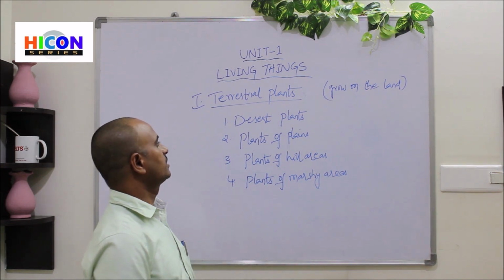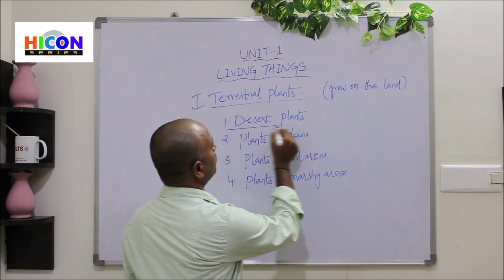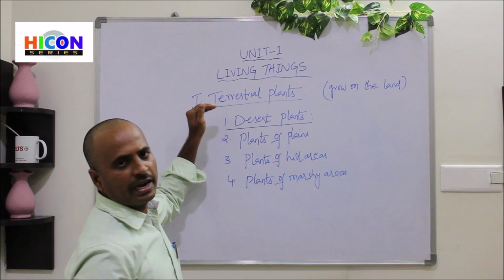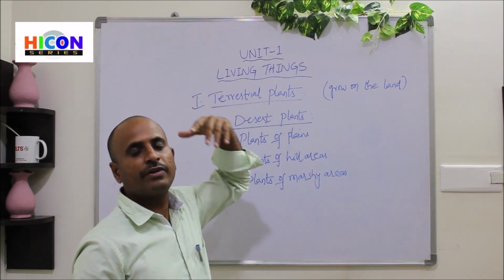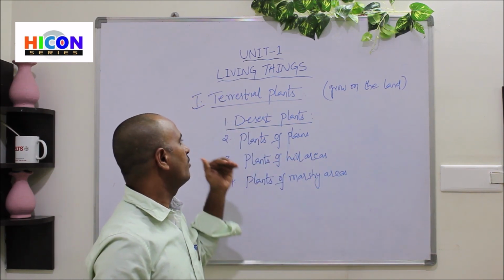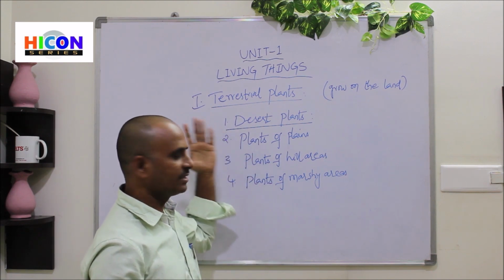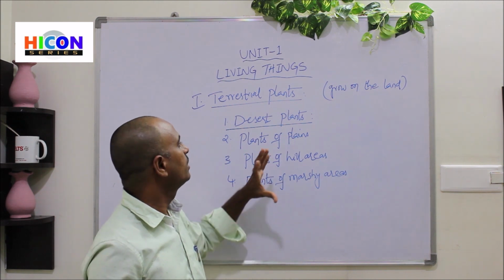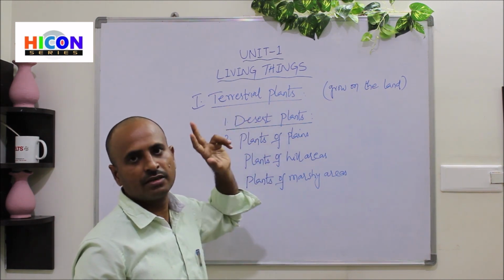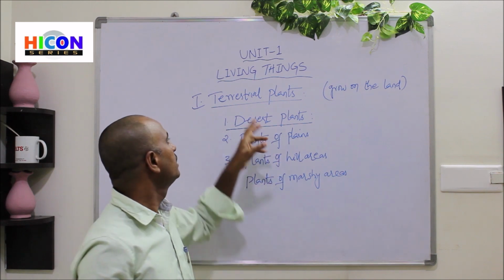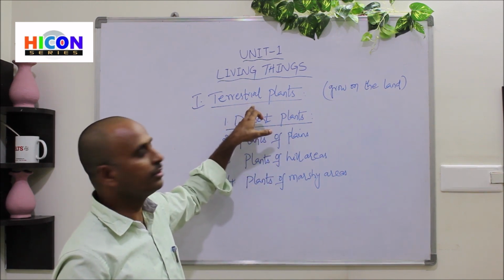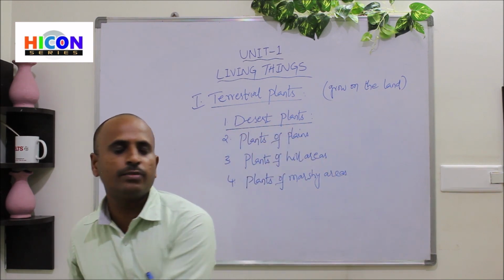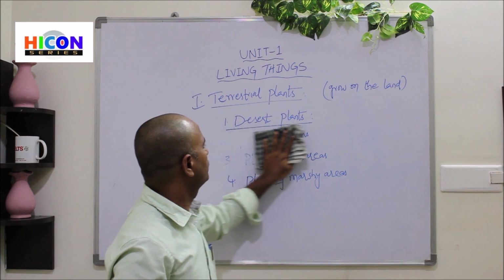Now let us discuss what desert plants are. Terrestrial means land. On the land we have different types of habitations. That means we have water habitations, and we have deserts and plains and mountains. Depending upon their habitations, the terrestrial plants are divided into four types. The first one is desert plants. So let us discuss desert plants first.